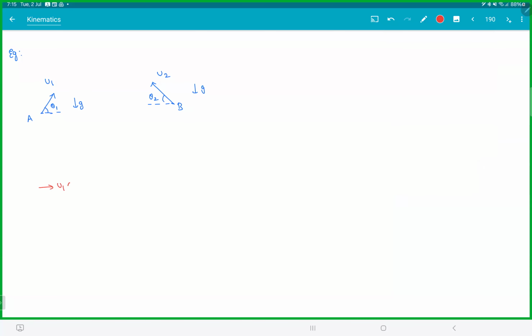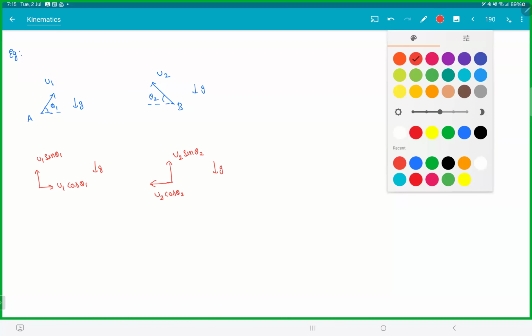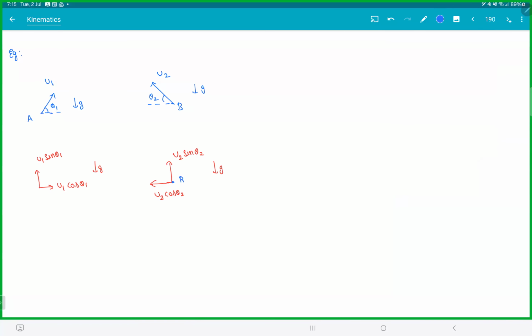So this is U1 cos theta 1. This is U1 sin theta 1. This is U2 cos theta 2. This is U2 sin theta 2. Acceleration is G and acceleration is G. This is B and this is A. Now we want to study with respect to B.